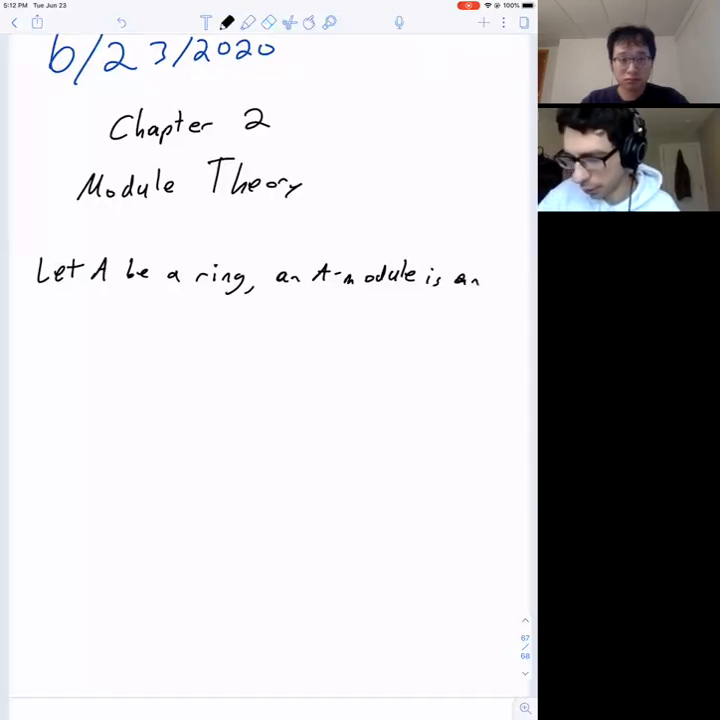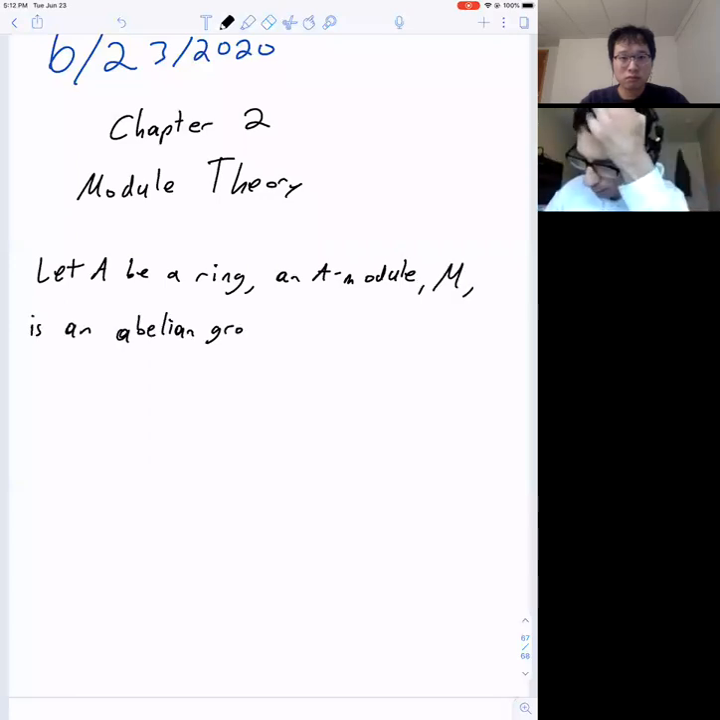is an abelian group. I'll say about an A module, I'll call it, let's say M, is an abelian group. So it's an abelian group M such that there is a map, I'll say A cross M to M.